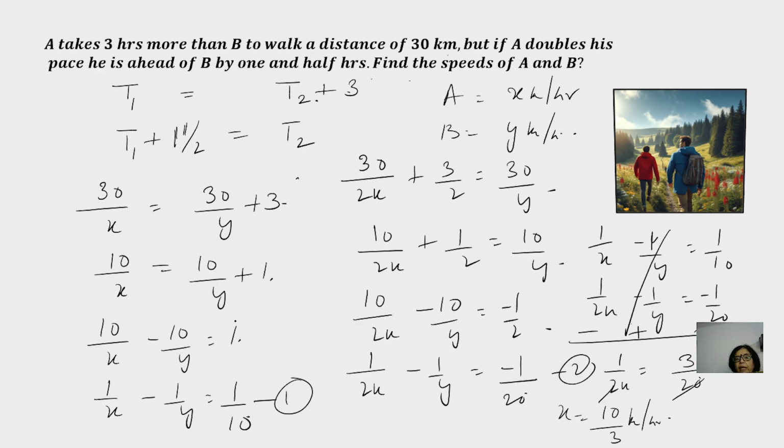Now moving on to calculate y. x is 10 by 3. So if I put it in the first equation, 1 by x minus 1 by y is equal to 1 by 10, I'll get 3 by 10 minus 1 by y is 1 by 10. So 3 by 10 minus 1 by 10 is 2 by 10, which is 1 by y. So y is equal to 5 kilometers per hour. So y comes as 5 kilometers per hour.